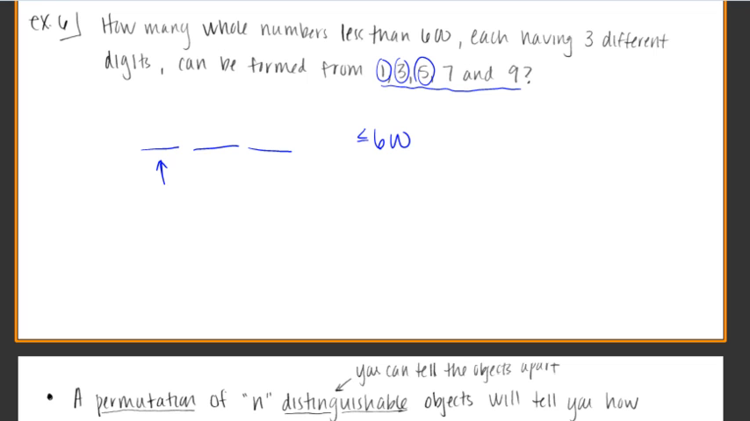So for this first slot, in order to give me a number that's less than 600, I only have 3 options. I can only choose a 1, a 3, or a 5 to start that out. Okay, does that kind of make sense a little bit? Now, real quick, we have to have 3 different digits. So when I go to the second number and the third number in the slot, we've got to think here for a second. How many numbers do I have left to choose from?